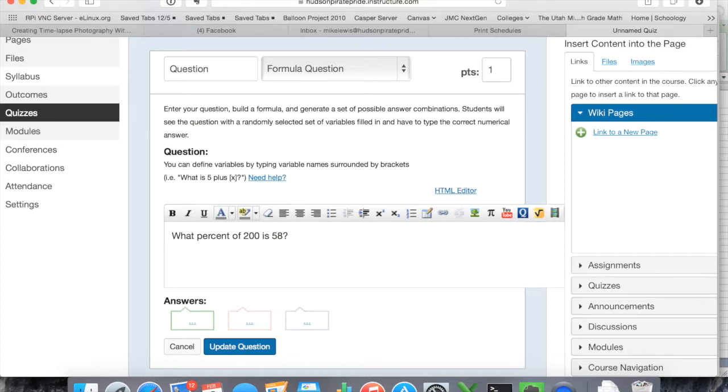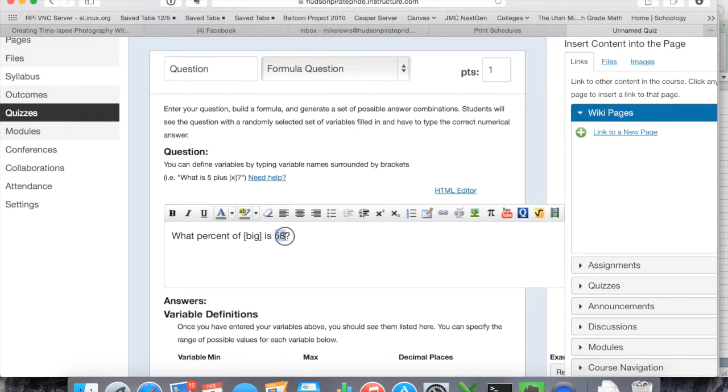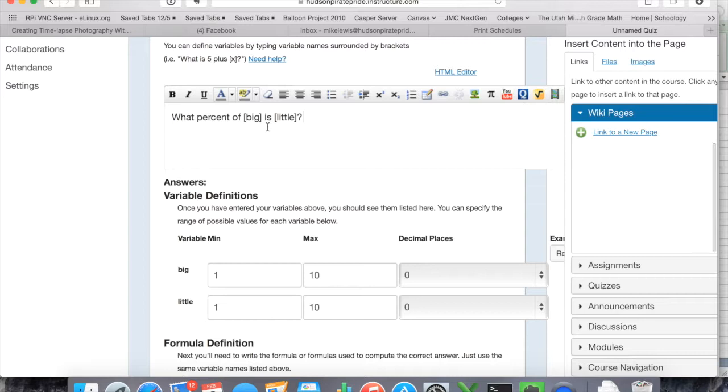And maybe I would like it to be shaken up a little bit so that different students have different numbers in their questions, even though it's really the same question for each person. So instead of putting the actual numbers in here, I'm going to replace those numbers with variable names. So this one I will just call big, and I'm going to put that inside square brackets, and then this one I'll put inside square brackets, and I'll call it little. Okay, so now what percent of the big number is the little number?